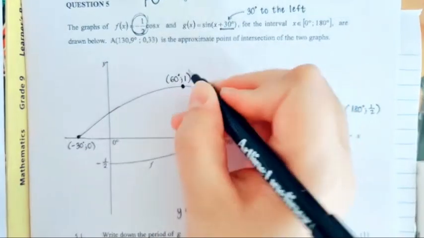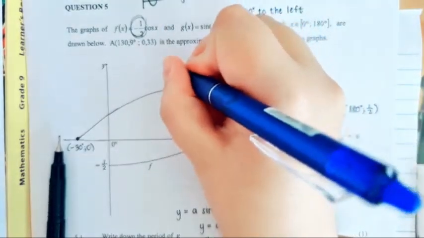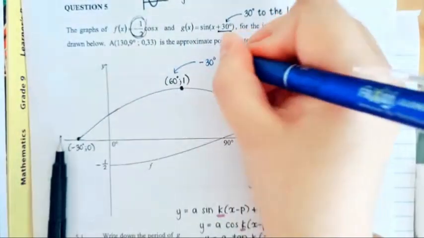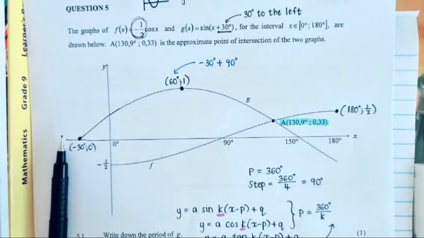So that is how I knew the 60 degrees. It was literally -30, which was my x-intercept, plus 90 degrees, which was my step.